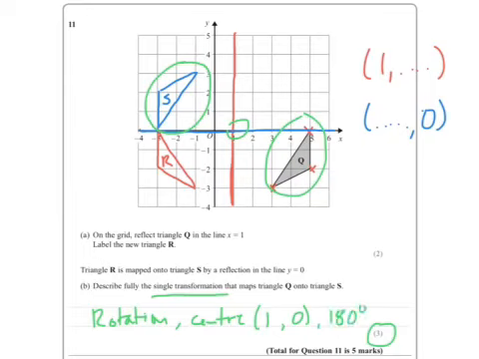You could give a direction, but actually in this case it doesn't matter because 180 degrees is a half turn, so it doesn't matter whether you're going clockwise or anti-clockwise. But normally you would have to give a direction. If it was 90 degrees, you'd have to say clockwise or anti-clockwise. So with rotation, you need to give 3 bits of information: that it's a rotation, the centre, the point it's turned around, and how far it's turned.